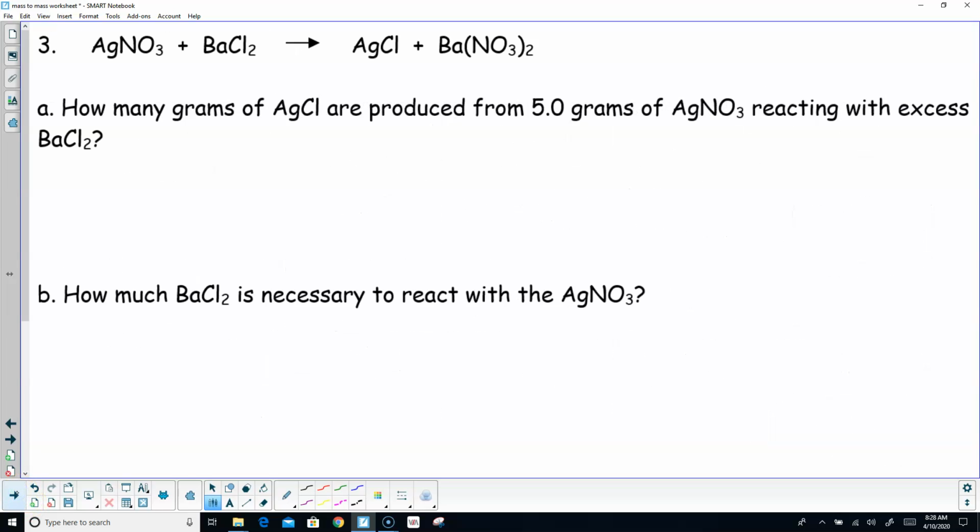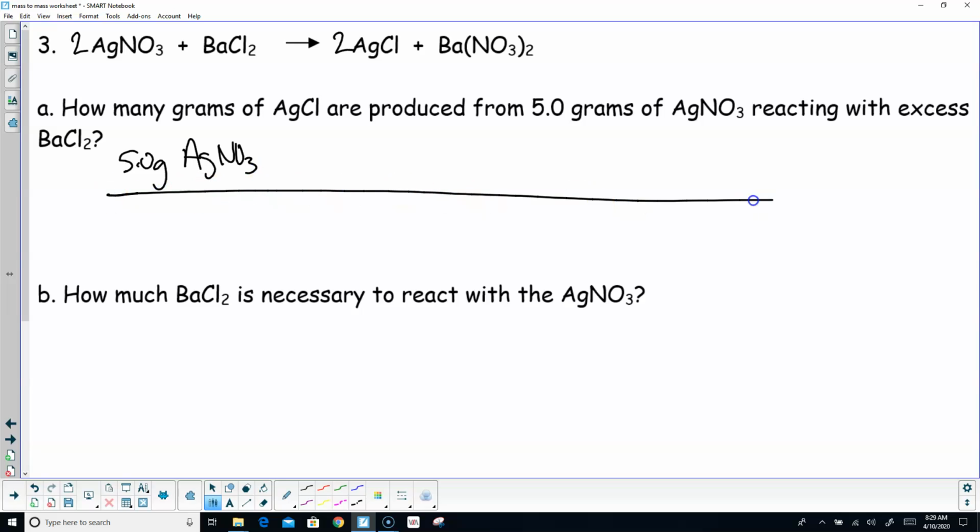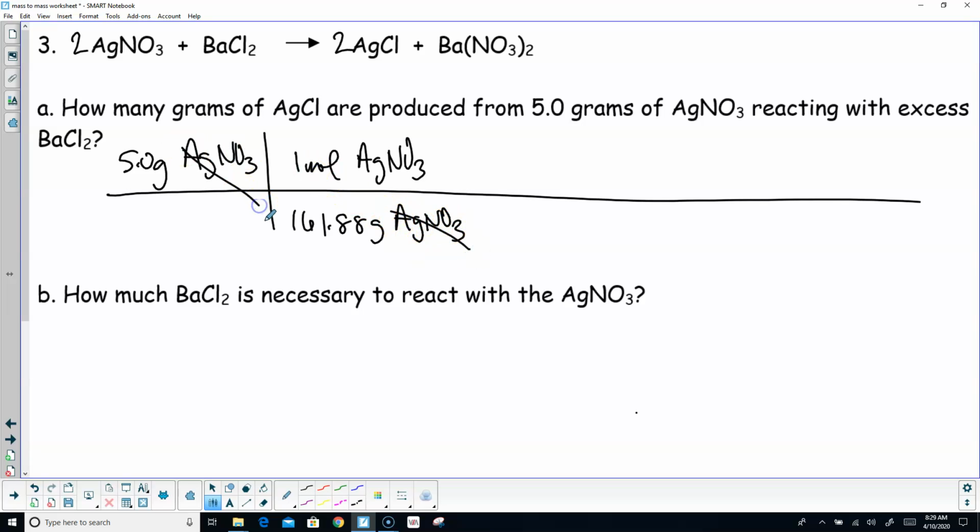All right. Last set here. We got to balance. 2 goes here, 2 goes here. Okay, so how many grams of silver chloride are produced from 5 grams of silver nitrate? So start out with what we know. 5 grams of silver nitrate. We need to make these grams into moles. Molar mass. So it's always 1 mole. 1 mole of silver nitrate weighs 169.88 grams. Grams cancel. I now know moles.